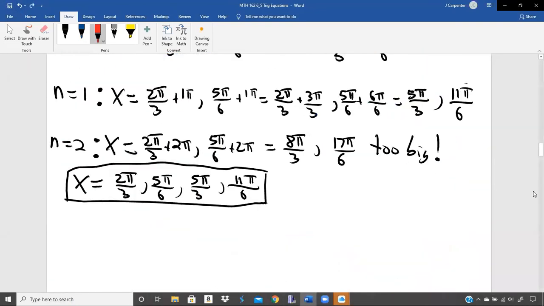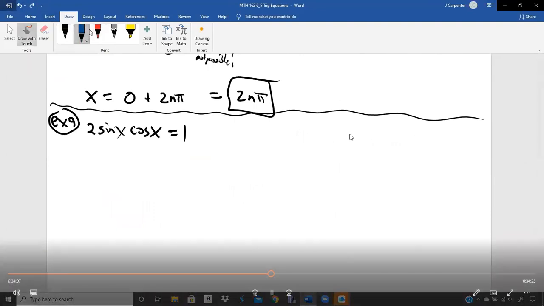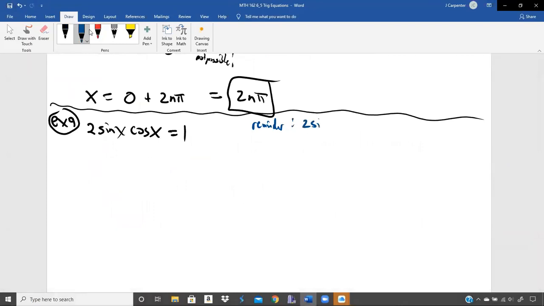So again, as a reminder, 2 sine of x times cosine of x is the double angle formula for sine. And I'm about to put the 2 in the wrong spot. Sine 2x. So that entire left side we can just change to the sine of 2x is equal to 1.